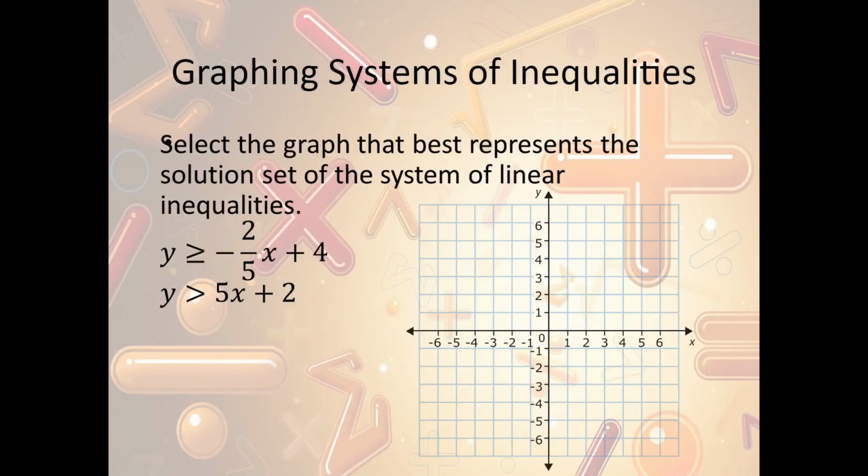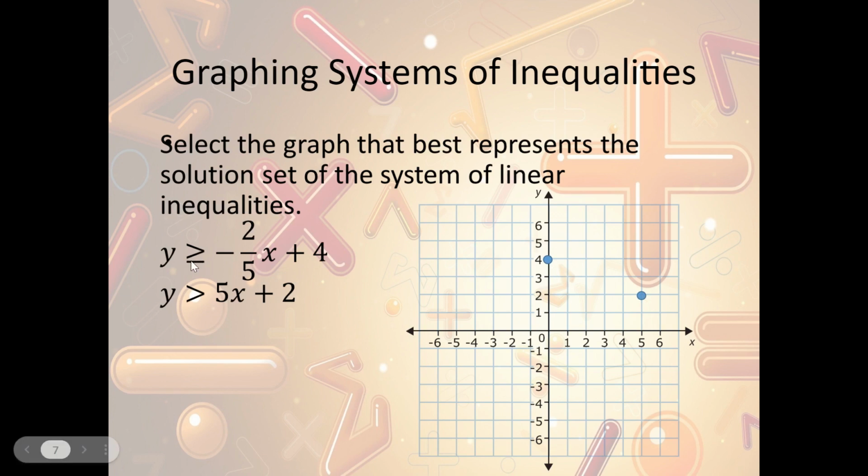Now let's talk about how to graph a system of inequalities. So we're going to graph it just like we did the system of equations. So we're graphing both of them at the same time, and then we're going to find the overlap of the shading. So the first one says y is greater than or equal to negative 2/5 x plus 4. So we'll go ahead and plot our y-intercept first. Our y-intercept is at 4, so we're going to go ahead and plot that point. Our slope is negative 2/5, so we're going to go down 2 to the right 5 and plot our point.